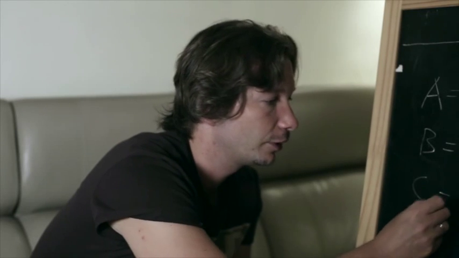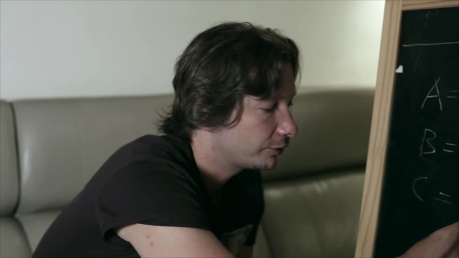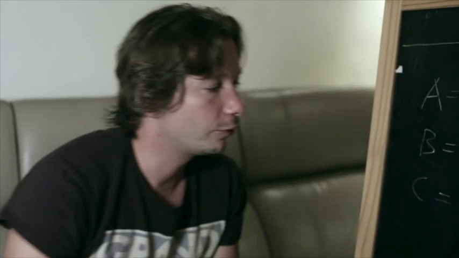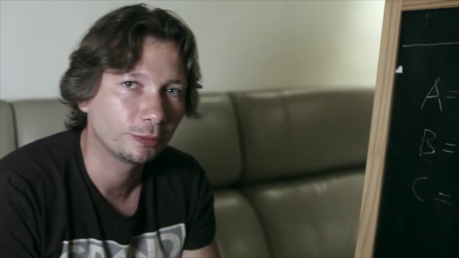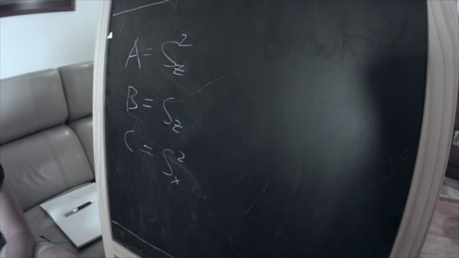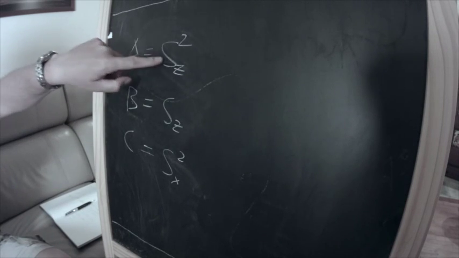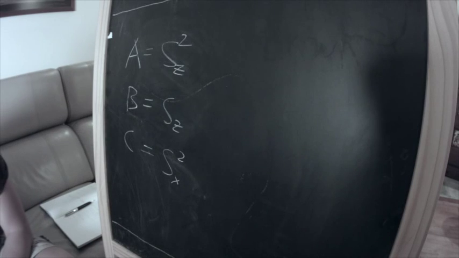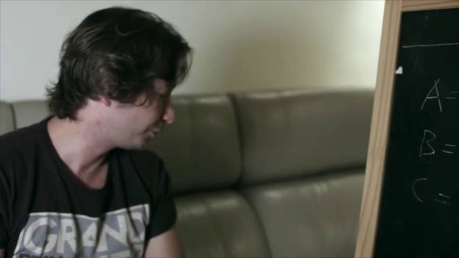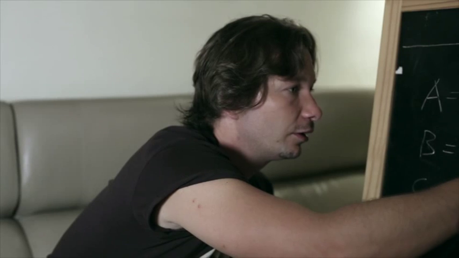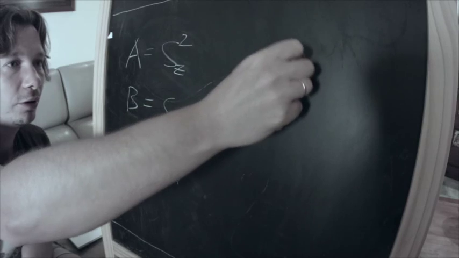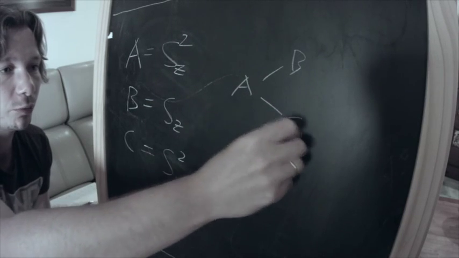And C, let it be Sx squared. Of course we know that Sz and Sx cannot be measured at the same time, but actually for spin 1 the cool thing is that it happens that Sz squared can be measured with Sx squared. Okay? And right now we have the following thing. Again, A can be measured with B, and A can be measured with C.